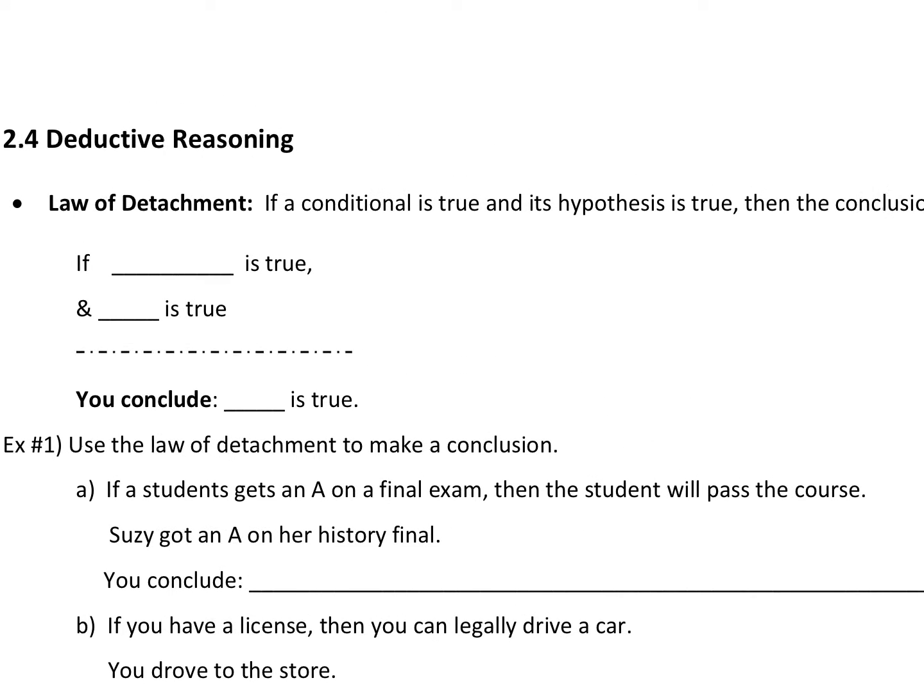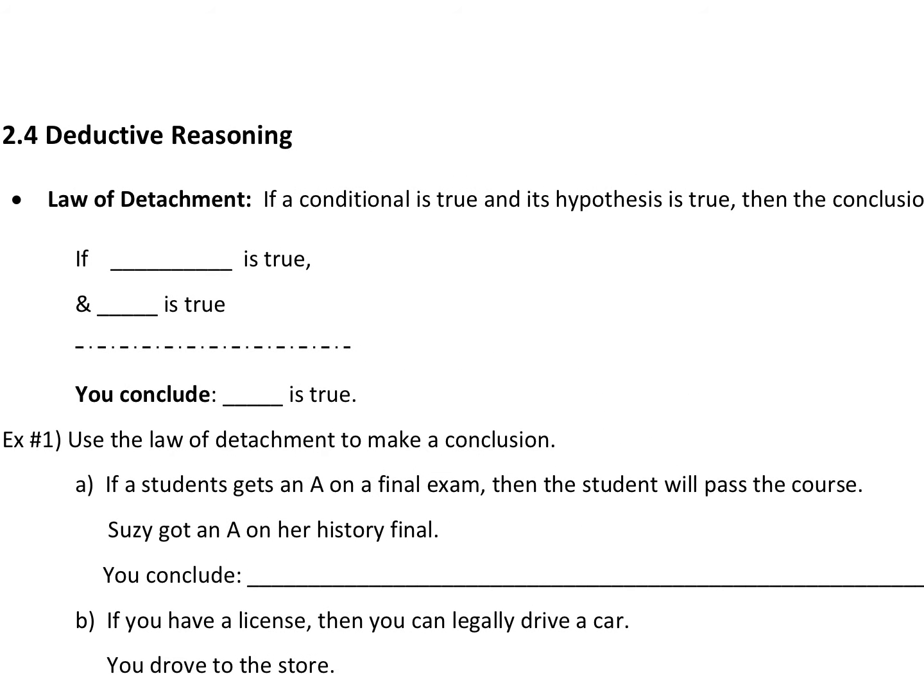So if we're talking about the law of detachment, basically what it is: if we have a conditional statement, what's a conditional? If-then, right? So if we have an if-then statement, the conditional is true. If my if-then statement is a true statement, and then they tell me that the hypothesis, what's the hypothesis? This is basically saying if P then Q is true, what's the hypothesis of our conditional? Is it the P or the Q?